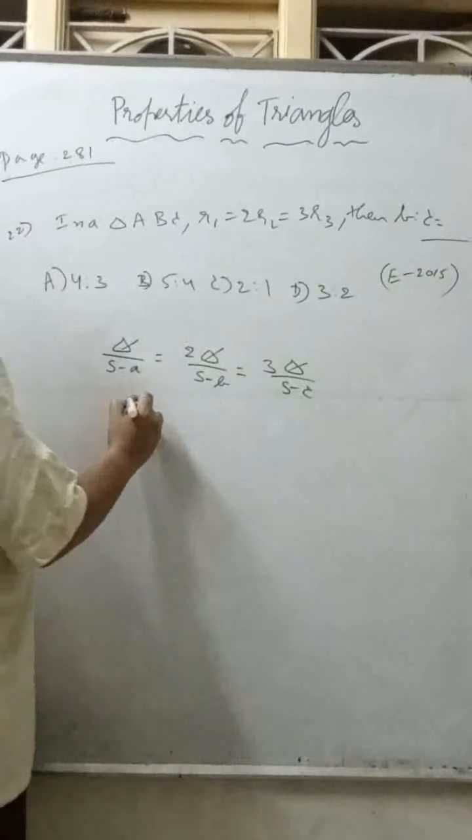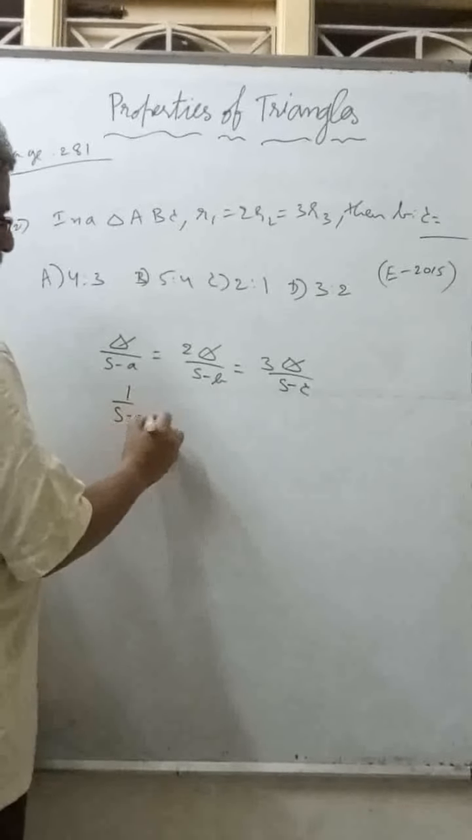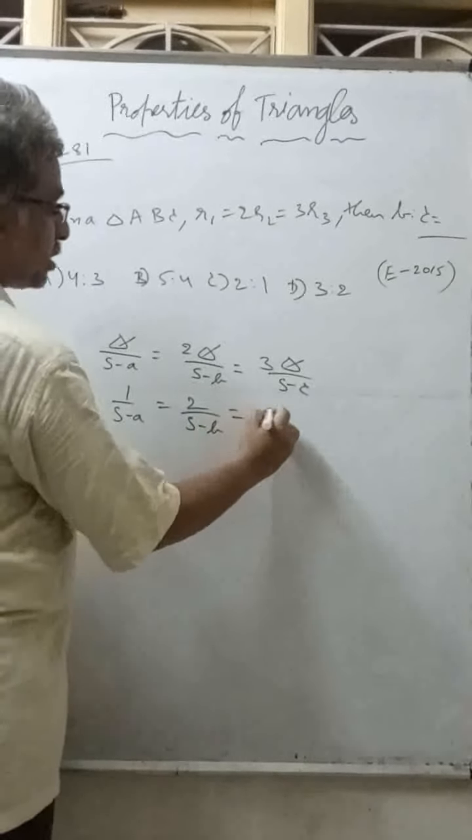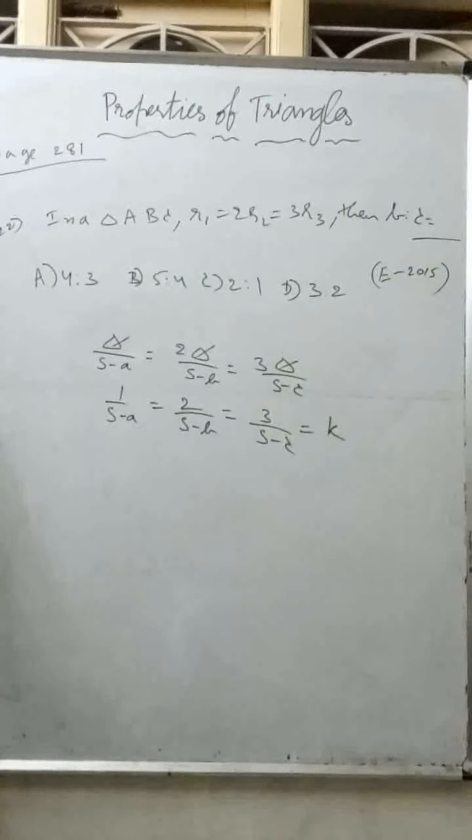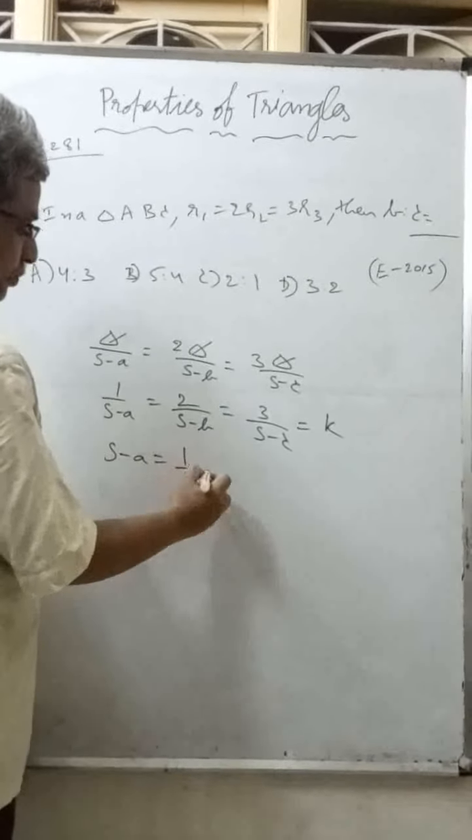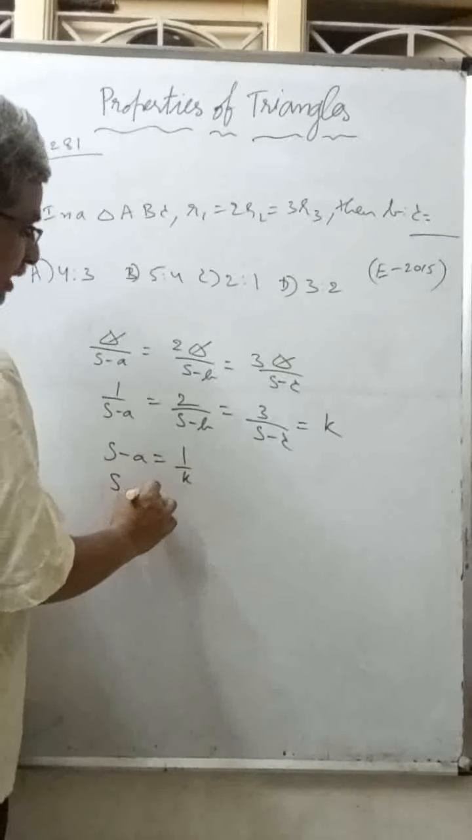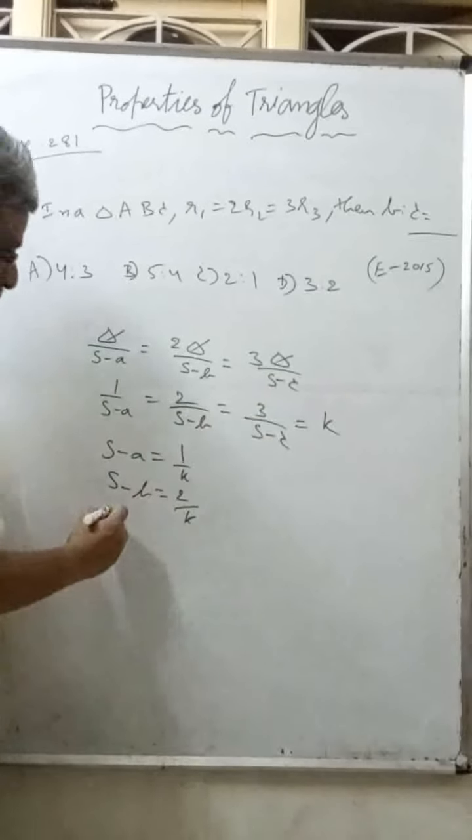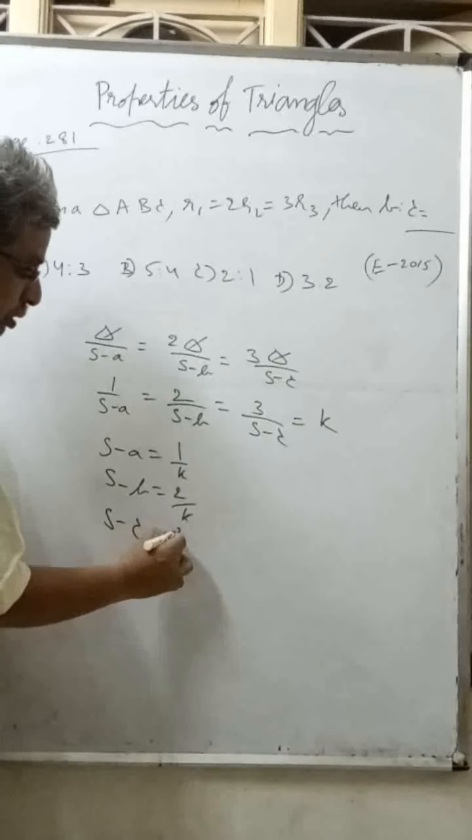So it becomes 1 by S minus A equal to 2 by S minus B equal to 3 by S minus C. So all the three are equal. I will take it as some k. So S minus A equal to 1 by k, S minus B equal to 2 by k obviously, so S minus C equal to 3 by k.